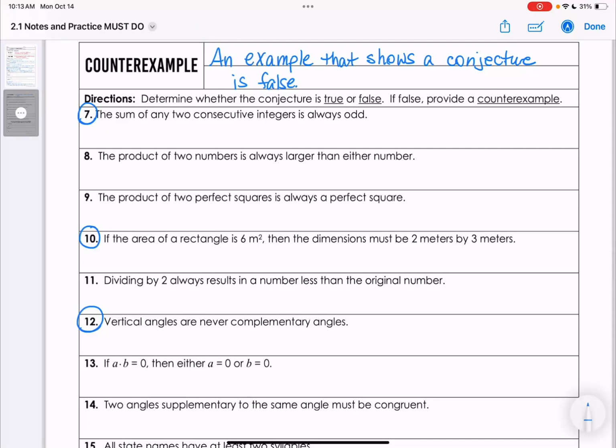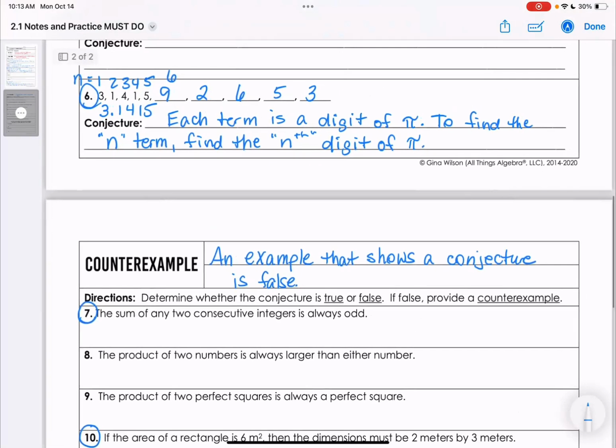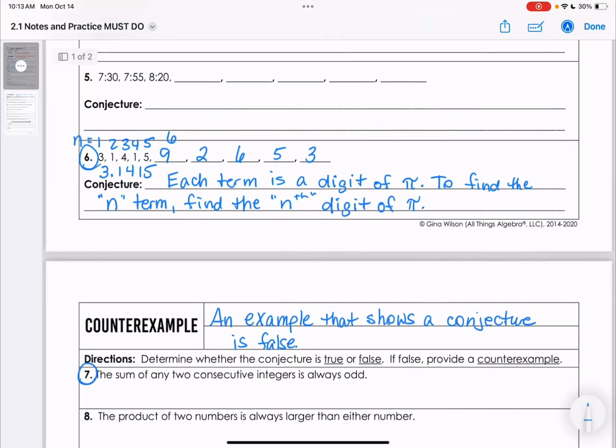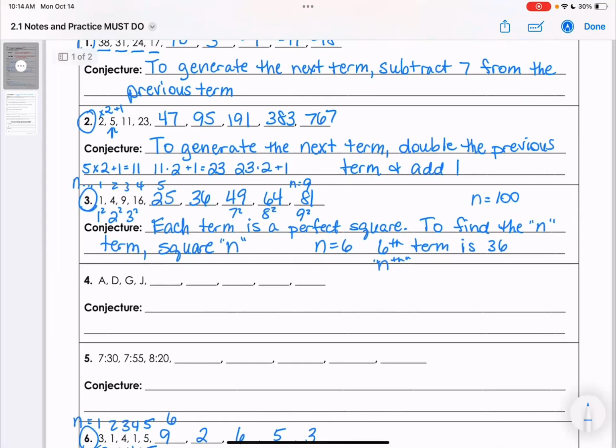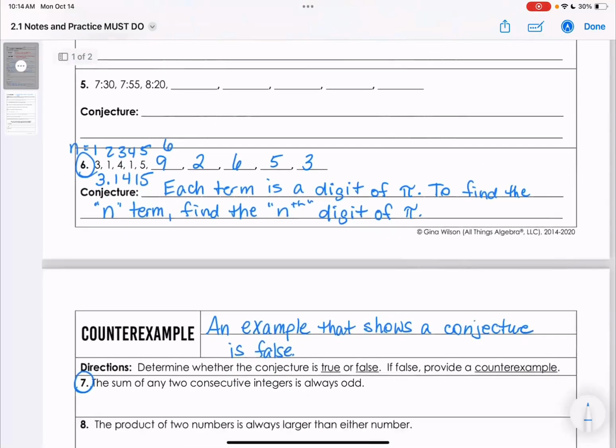Okay, now we have counterexamples. A counterexample is just an example that shows that a conjecture is false. Remember the conjecture we had at the top of the previous page. That was just the concluding statement we made about inductive reasoning. So on that whole first page, we were using inductive reasoning to look for a pattern, and then we made a conjecture. So the conjectures up here were, like, to find the nth digit of pi, generate the next term, double the previous one, and so on.